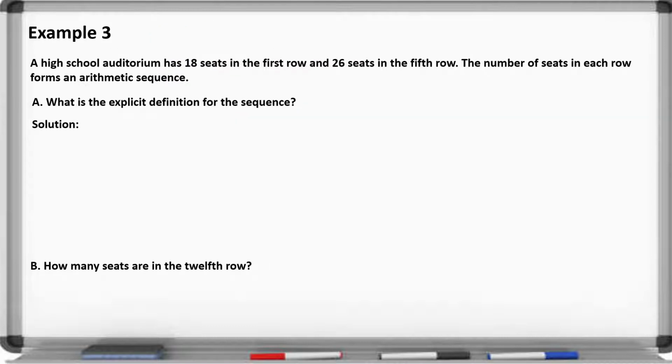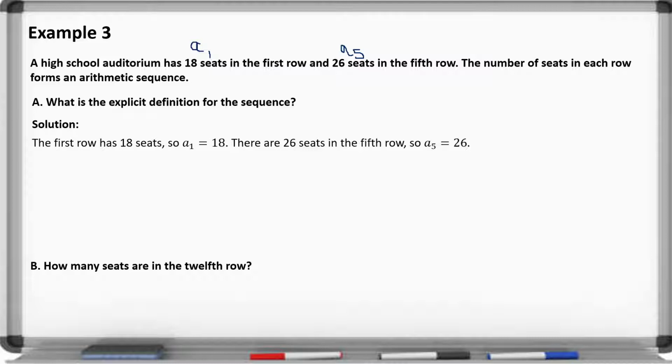All right, so looking at a word example. A high school auditorium has 18 seats in the first row and 26 seats in the fifth row. The number of seats in each row forms an arithmetic sequence. So part A, what is the explicit definition for the sequence? Well, keep in mind that this is A1, since that's the first row, and this is A5, since that's the fifth row.